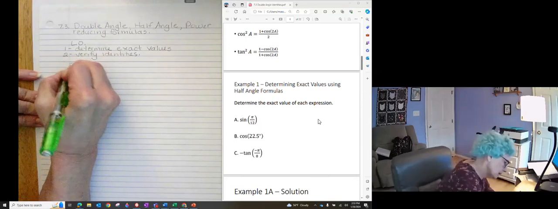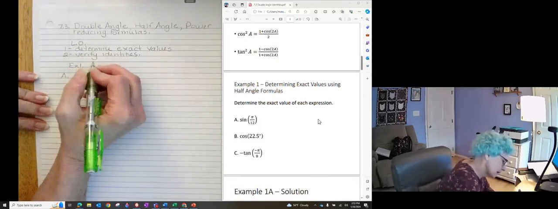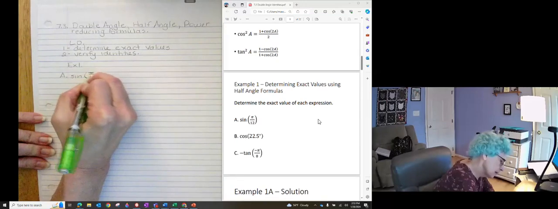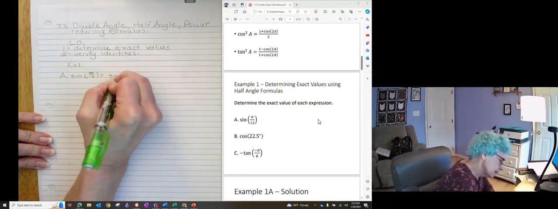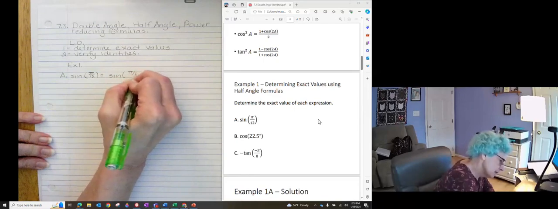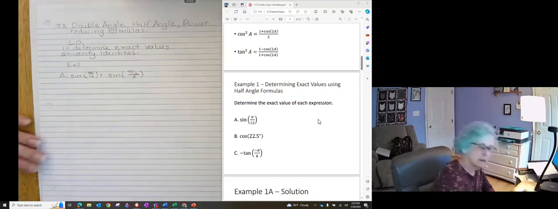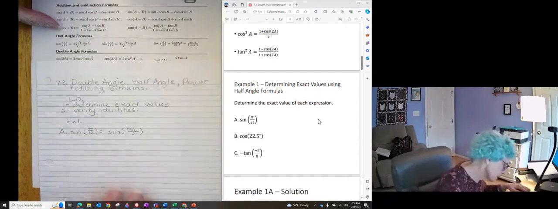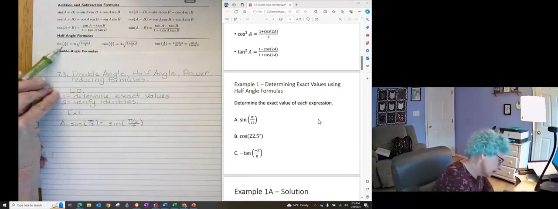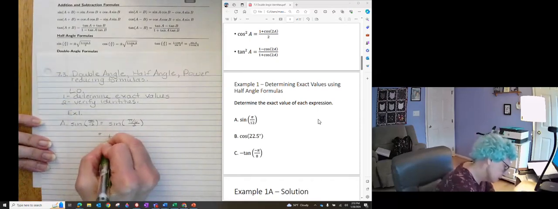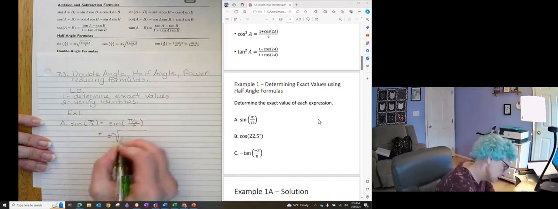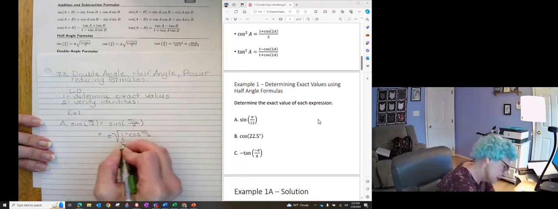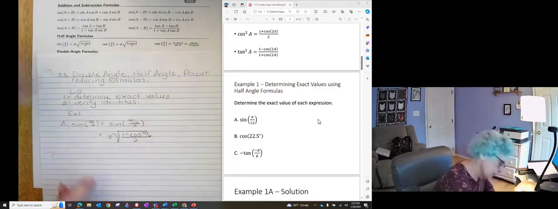Example 1a. We want the sine of pi over 12, which is the sine of pi over 6 over 2. So again, you have to remember your fraction arithmetic for these. Sine of a over 2 would be equal to plus or minus the square root of 1 minus cosine of pi over 6 over 2.